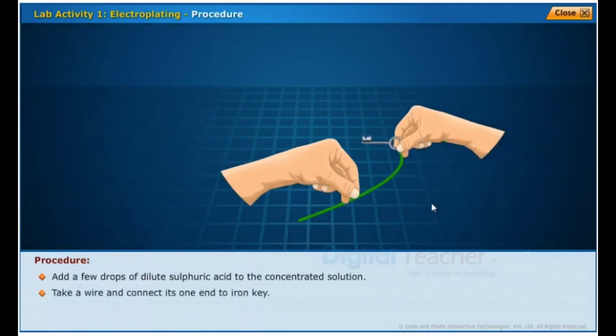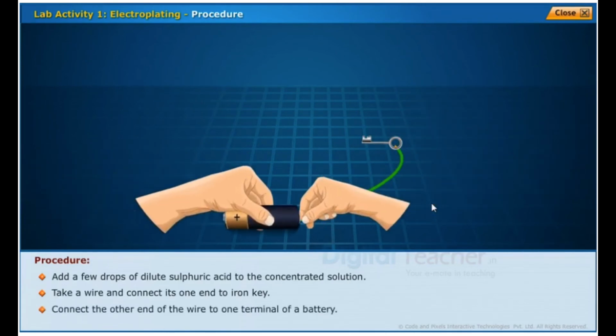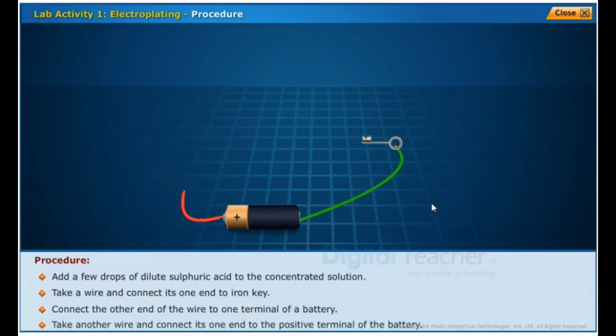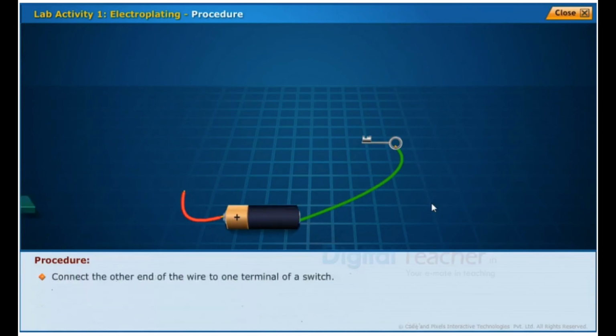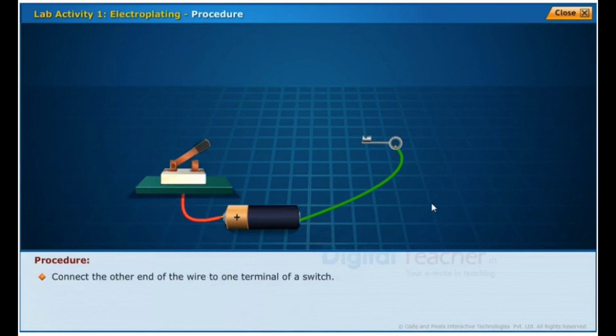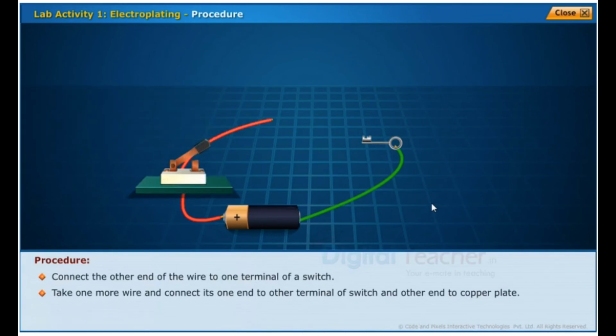Take a wire and connect its one end to the iron key. Connect the other end of the wire to one terminal of a battery. Take another wire and connect its one end to the positive terminal of the battery. Connect the other end of the wire to one terminal of a switch. Take one more wire and connect its one end to the other terminal of the switch and the other end to the copper plate.